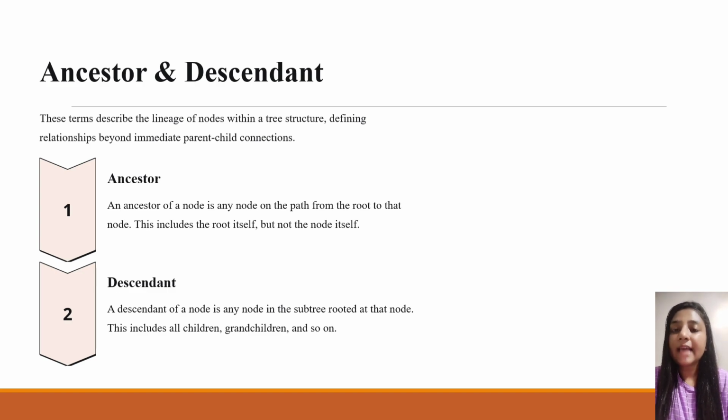A node's ancestors include its parent, grandparent, all the way up to the root. Descendants are its children, grandchildren, and so on. Think of your great-grandfather as your ancestor. You and your future children are his descendants.